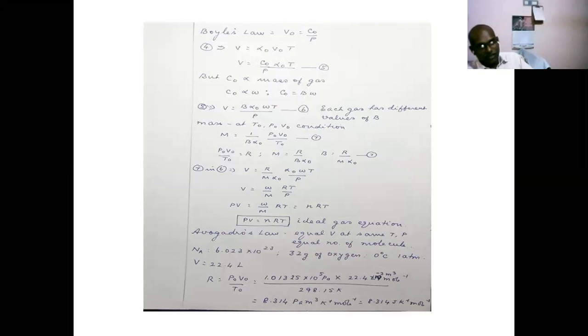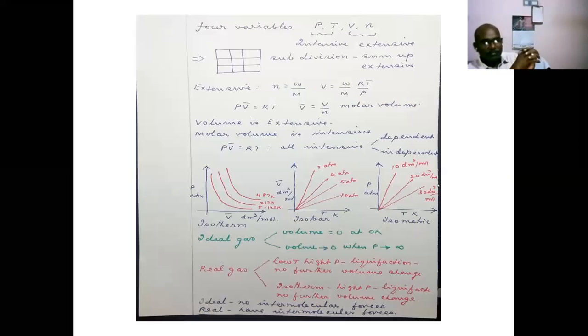And on the basis of this derivation, we have calculated the universal gas constant R, and it comes to the same value, 8.314 Pascal meter cube per Kelvin per mole. So it is also 8.314 joule per Kelvin per mole. And we have discussed the intensive and extensive properties, in a different approach for the gaseous state and in the thermodynamic state.